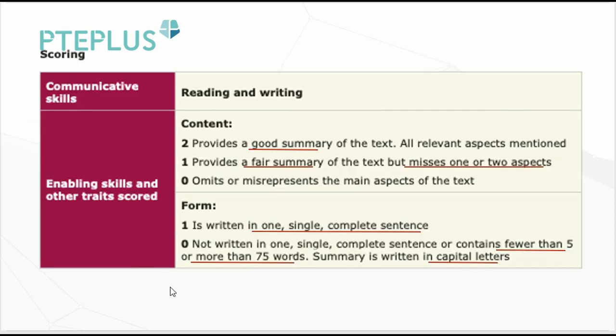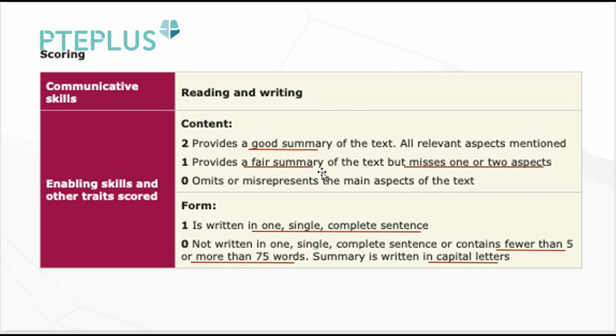So let's have a look at the official PTE website to see how the scores are broken down. There are a total of 8 marks allocated to each question. 4 marks go into the reading and writing section, which is broken down then into content and form. So in order to get full marks for content, we need to provide a good summary of the text. All relevant aspects are mentioned. So 2 key points here: a good summary and all relevant aspects. 1 for content provides a fair summary but misses 1 or 2 aspects.